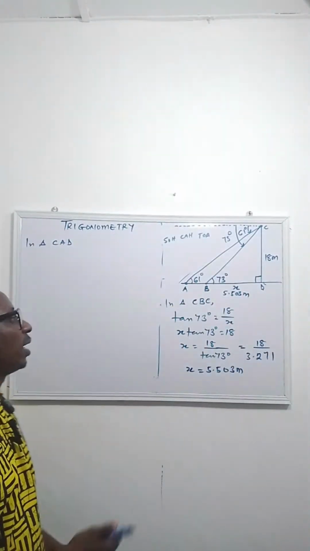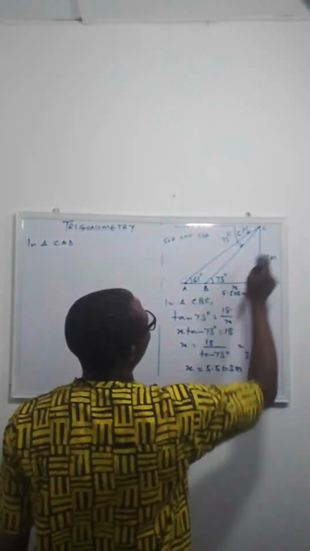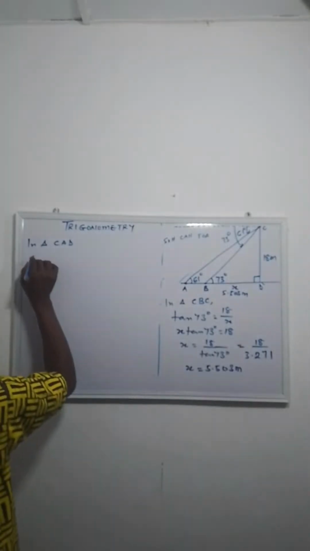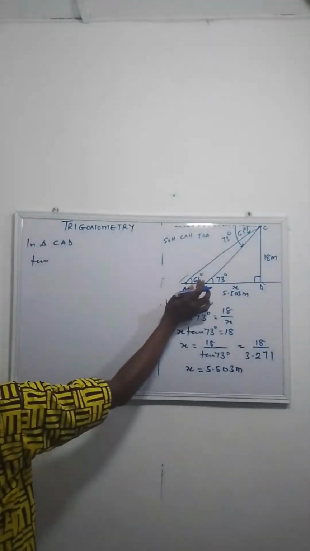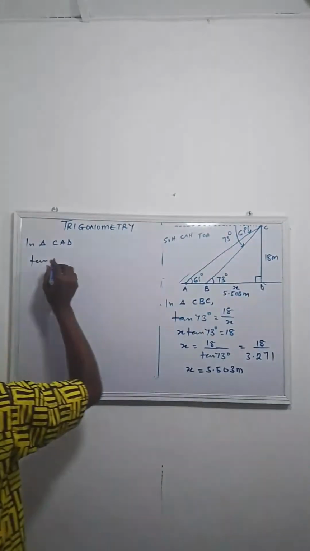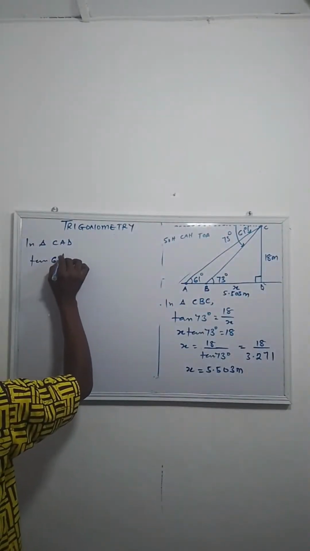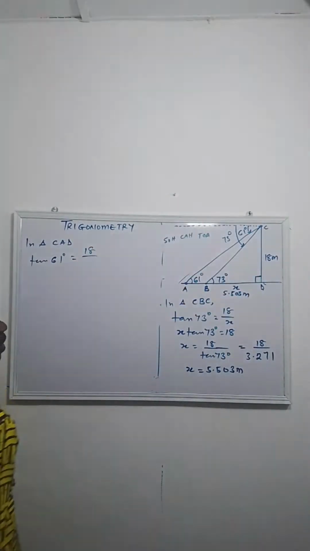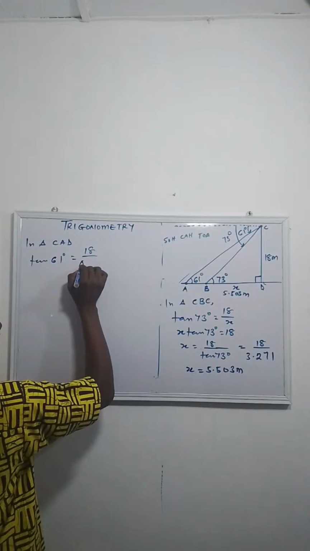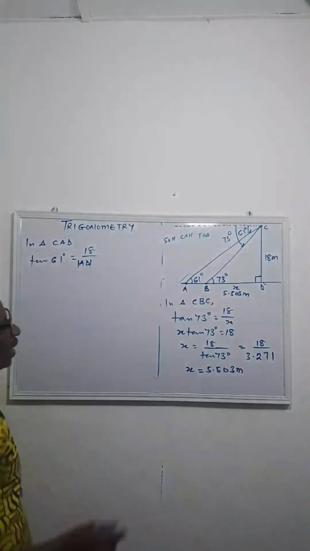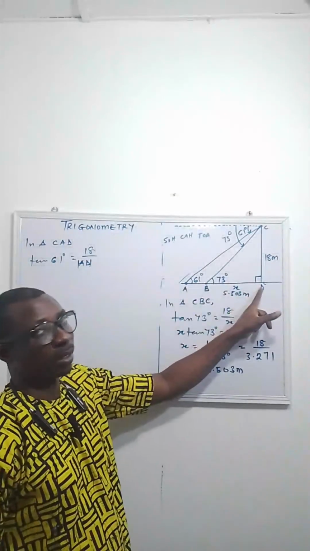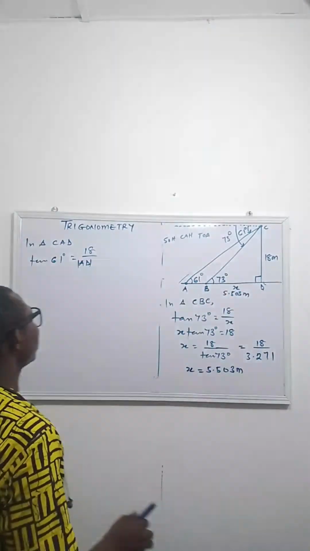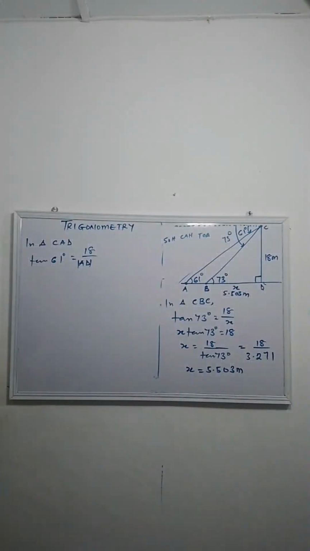Okay, so now let's connect the adjacent and opposite together. We are making use of tan again. This is the reference angle for this bigger triangle. So tan 61 degrees equals opposite, which is 18, over adjacent. Adjacent is AD. Can you see length AD from here to here? Good.